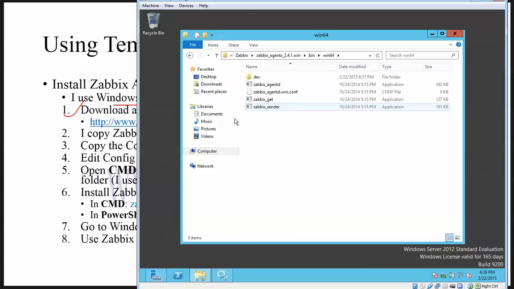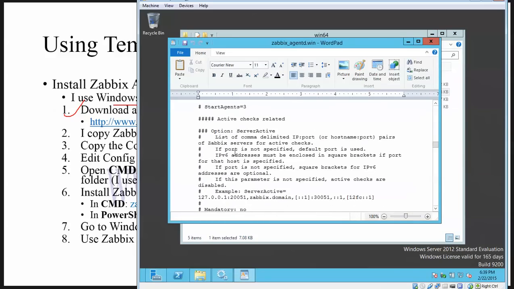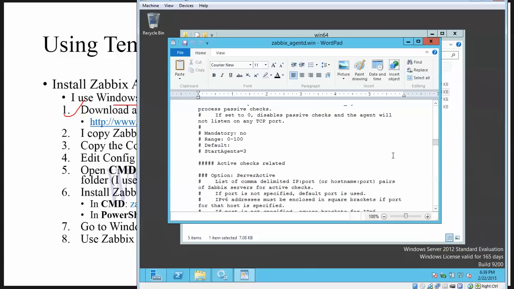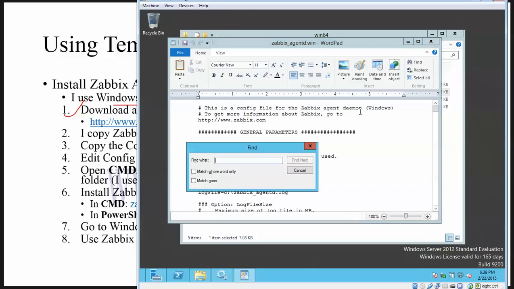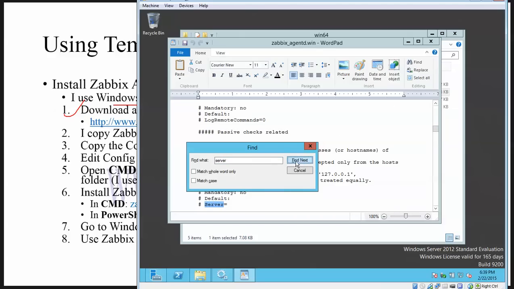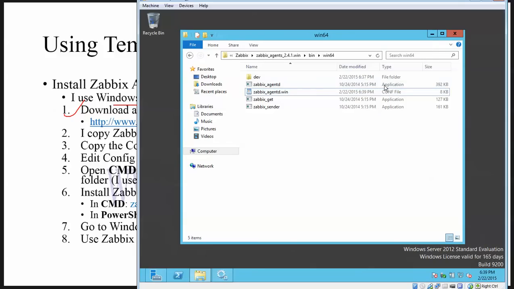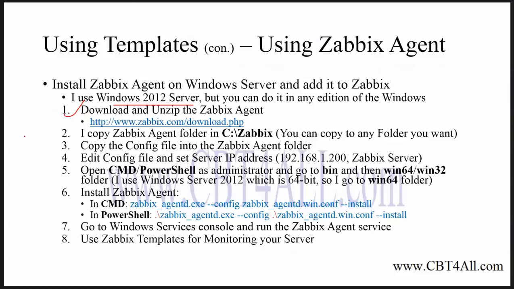I've copied the Zabbix configuration file close to my Zabbix agent binary file, and now I want to configure this file. Again, find the server. What are you doing? Control F. Server. Not this server, not this server, but this server. What is the IP address of Zabbix server? 192.168.1.200. Save, close.